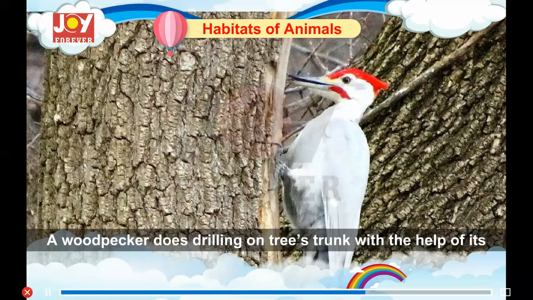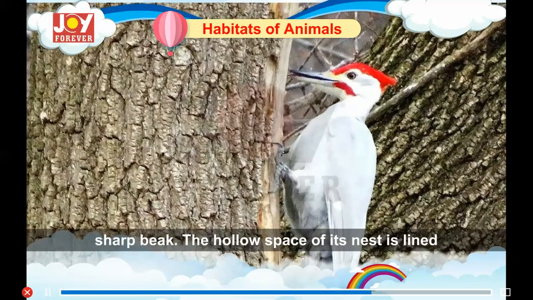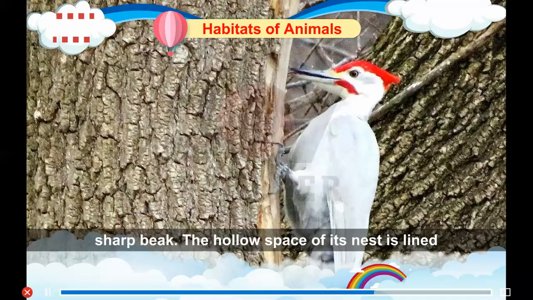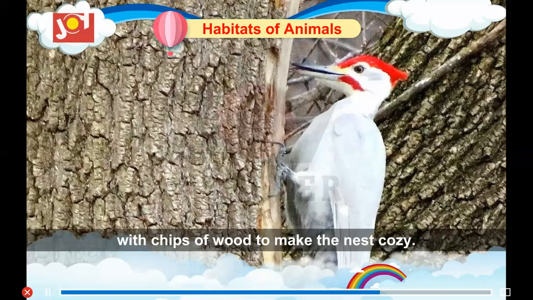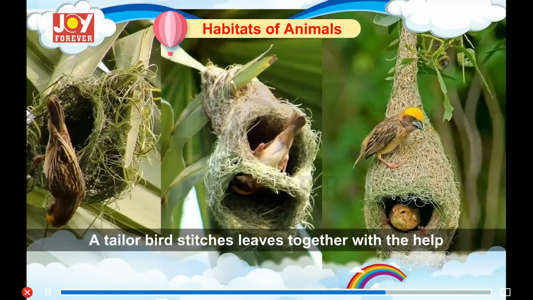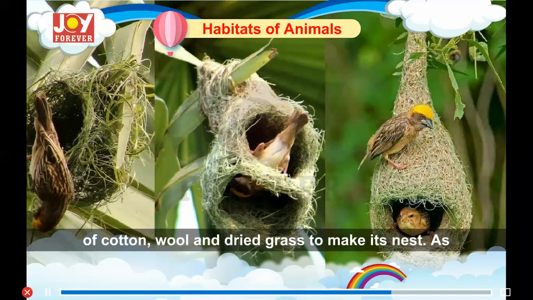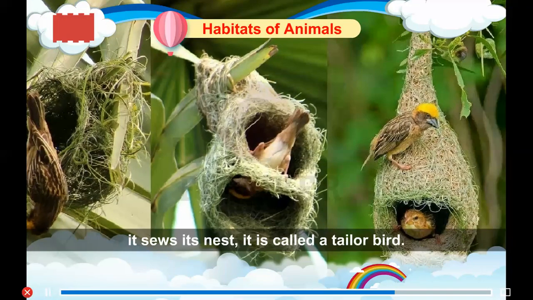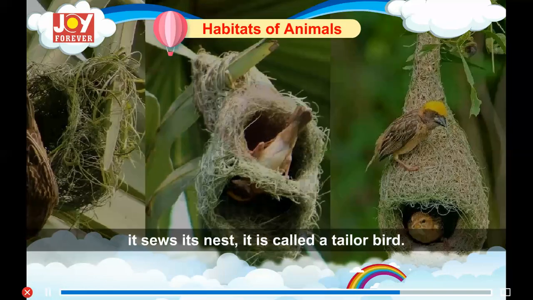A woodpecker does drilling on tree's trunk with the help of its sharp beak. The hollow space of its nest is lined with chips of wood to make the nest cozy. A tailor bird stitches leaves together with the help of cotton, wool, and dried grass to make its nest. As it sews its nest, it is called a tailor bird.